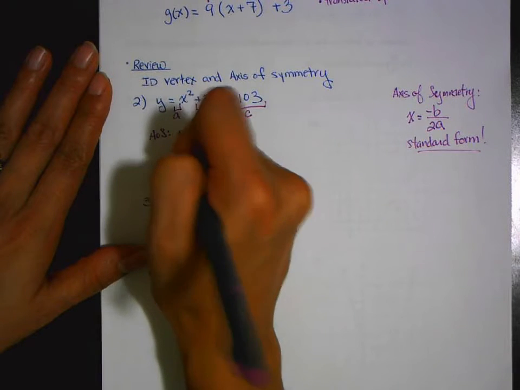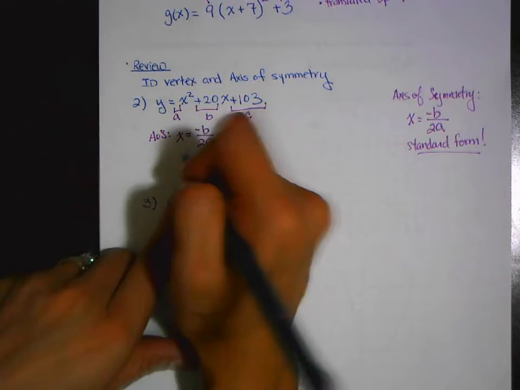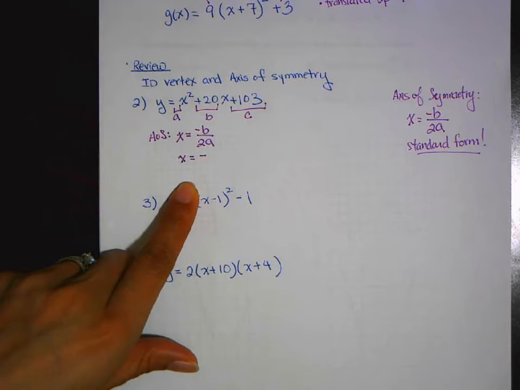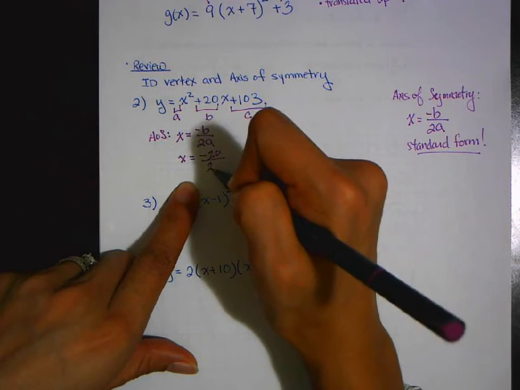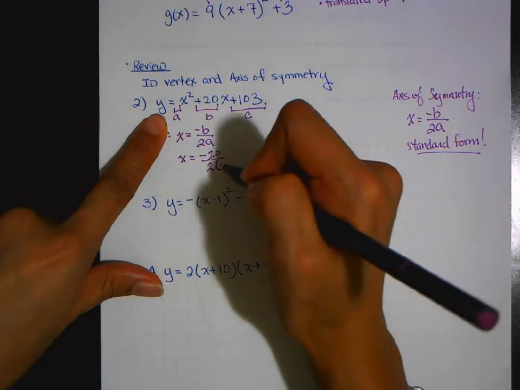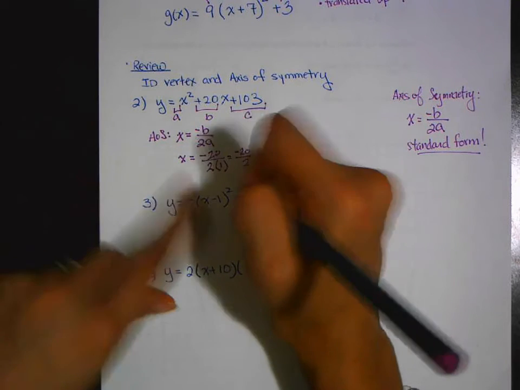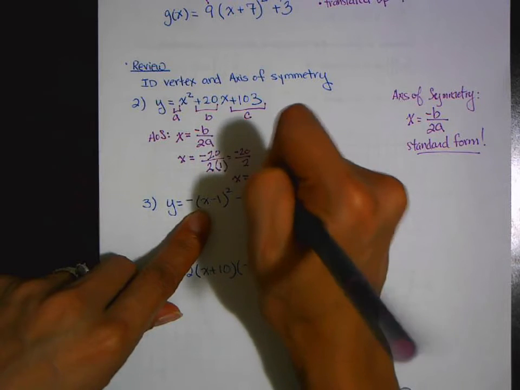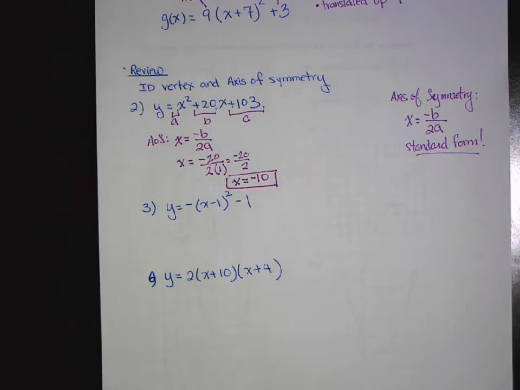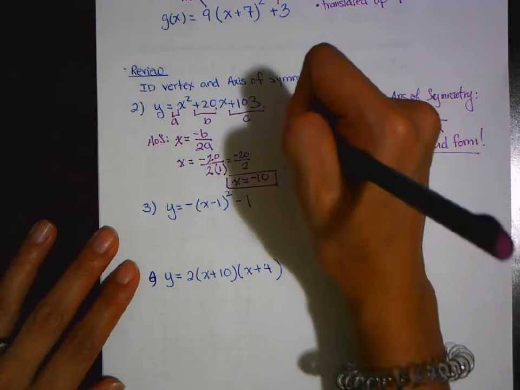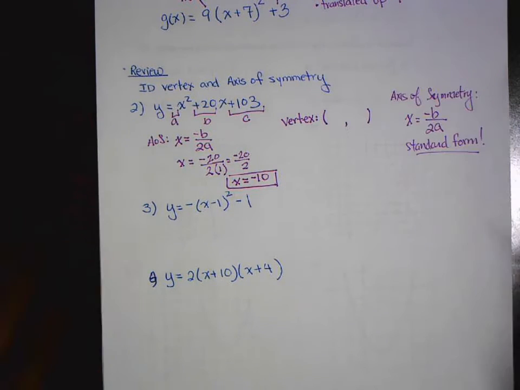So axis of symmetry, x equals negative b over 2a. Plugging it in, x equals negative, and my b is 20, so I'm going to write 20 over 2 times my a, which is 1, so 2 times 1. That gives me negative 20 over 2, leaving me with an axis of symmetry of x equals negative 10. Alright, so that's my axis of symmetry. Knowing the axis of symmetry can also get me to my vertex pretty smoothly. To find the vertex, you know that the axis of symmetry is in the middle of the graph. It splits the graph in half.